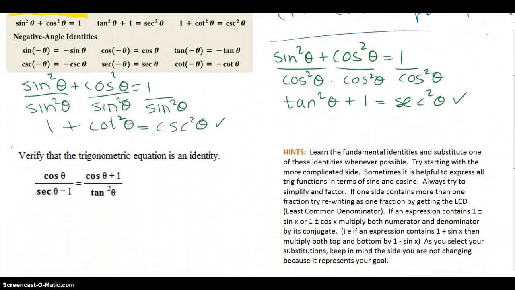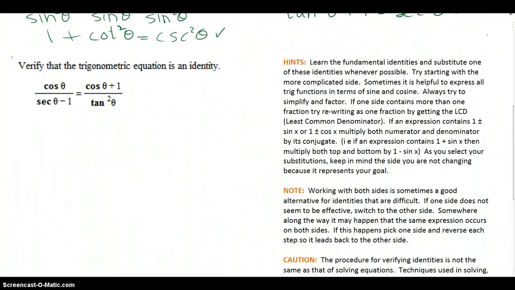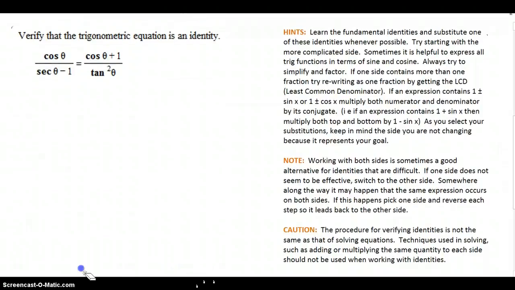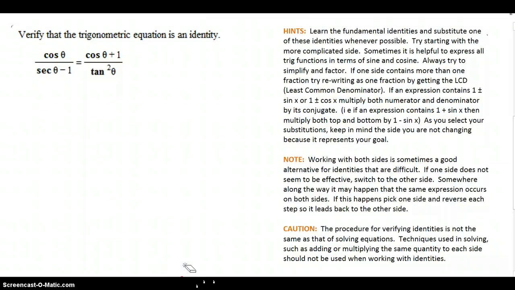So using this, let's go over our first question. This is one of the homework questions. The question is, verify the following identity. And I gave a bunch of hints here. The first hint is learn the fundamental identities, and that is what we've just been going over in the first part of our video. And the second thing, substitute one of these identities whenever possible. So right now I can do that.